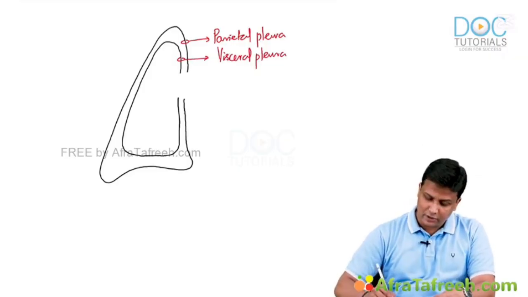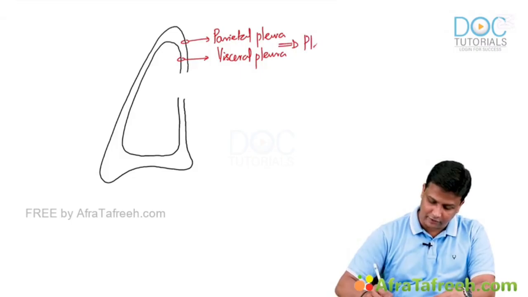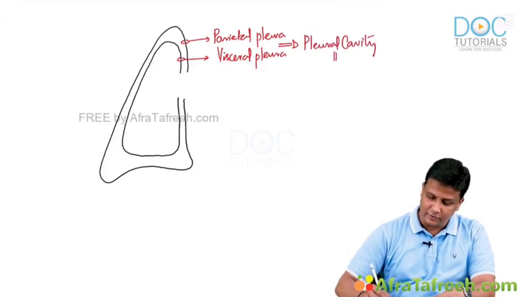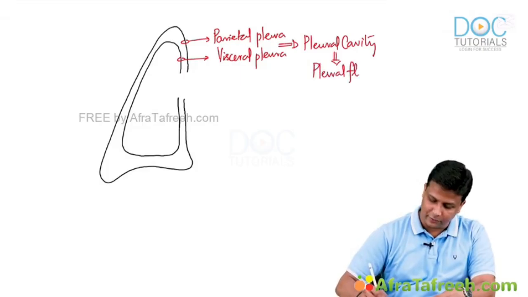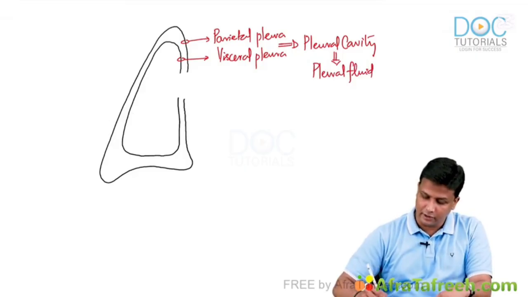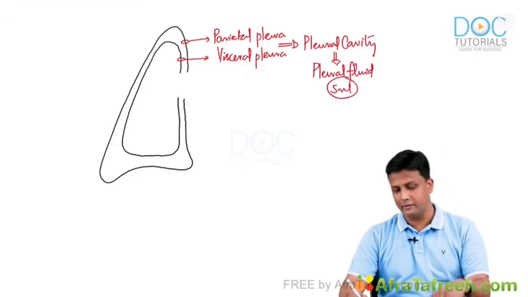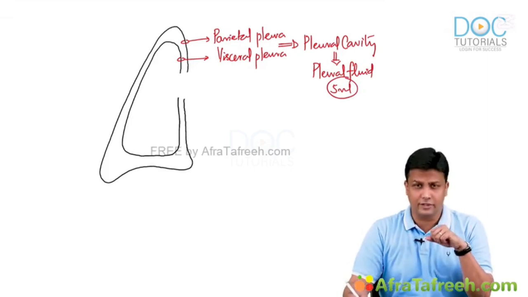Now between these two layers of the pleura, you have a cavity here, and this cavity is known as the pleural cavity. This is the pleural cavity here, and in this pleural cavity obviously we all know there will be fluid, and that fluid will be the pleural fluid. And approximately how much will be the pleural fluid? Remember, it will be almost like 5 ml, approximately 5 ml, guys. Some basic information to begin with.